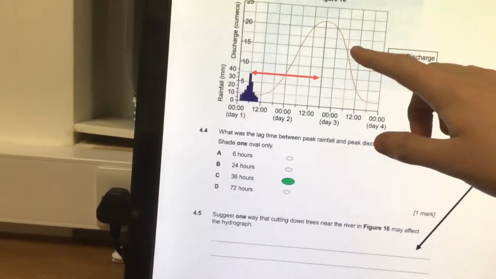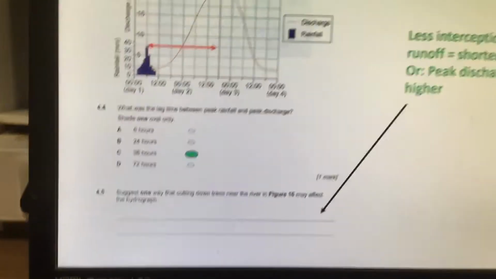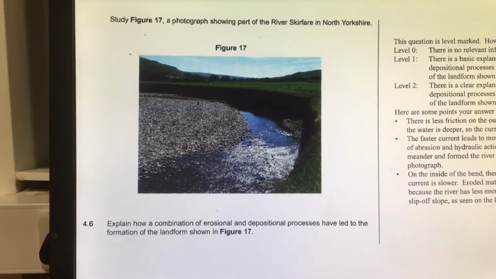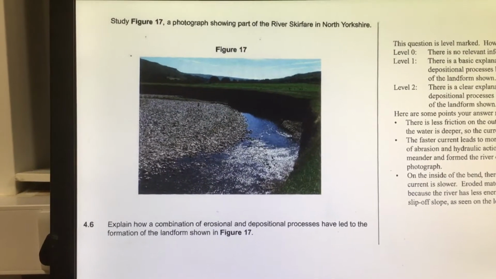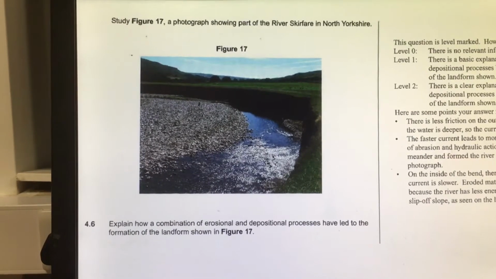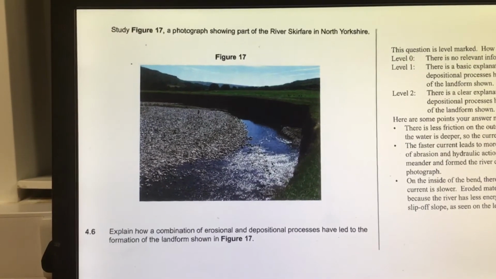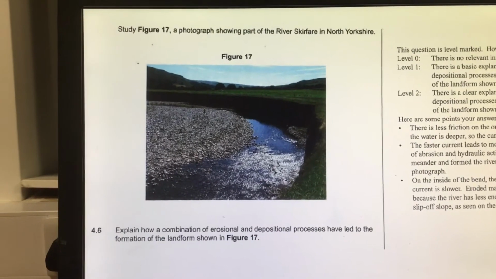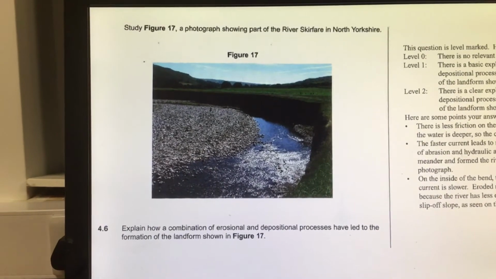So the peak discharge could even be higher if you cut down a lot more trees. Hello, nearly there. So study figure 17, photograph which shows part of the river in North Yorkshire. I'm not going to try and pronounce that either. It says, explain how a combination of erosional and depositional processes have led to the formation of the landform shown.